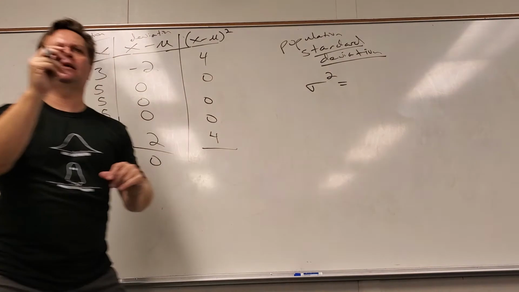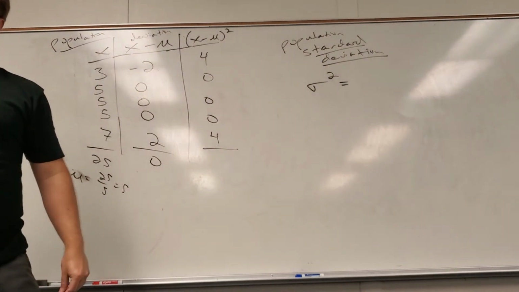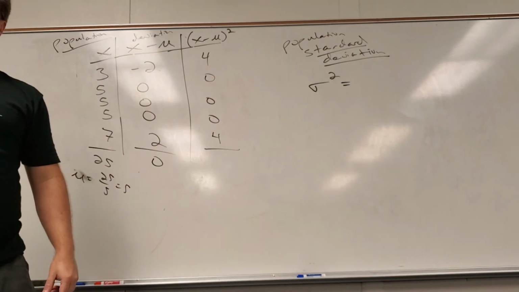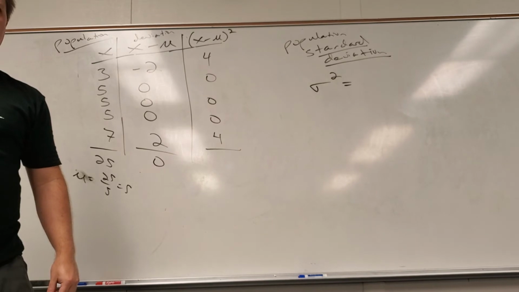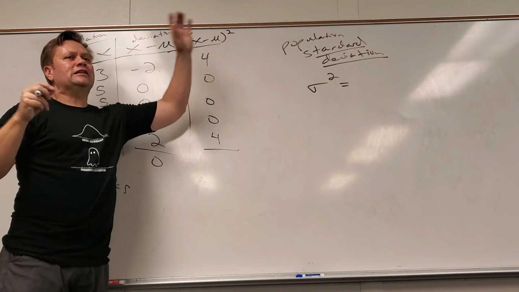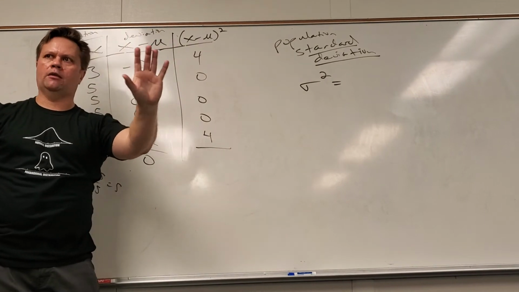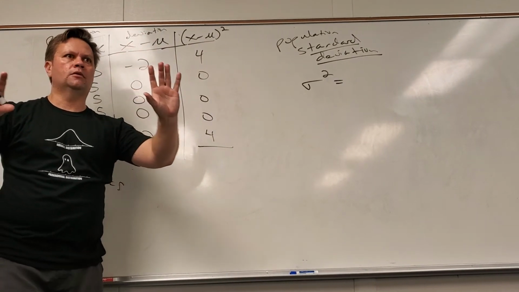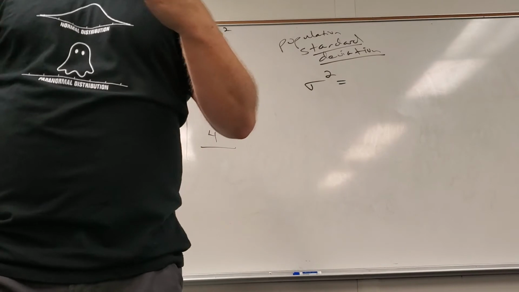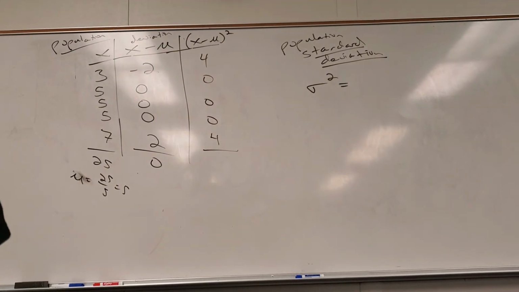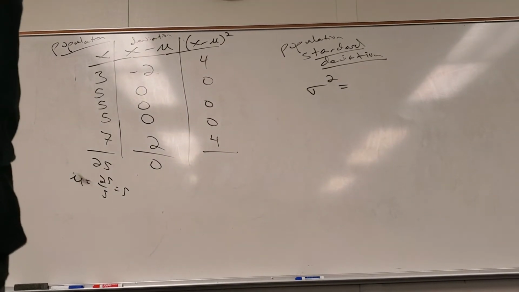Now again, what am I trying to get here? What's the spread supposed to be? The average distance that the data points get from the mean. So I'm going to first get the average squared distance, and then I'm going to square root. Is everybody cool with that? So I want this to be the average distance all the data points get away from the mean. Why do we square root?